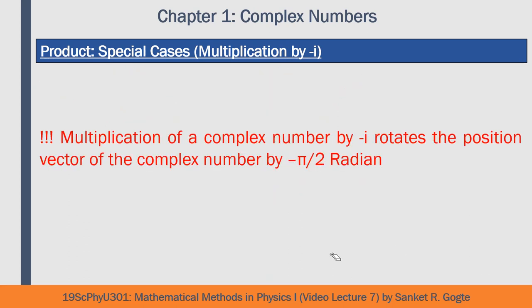So this is what happens when you multiply a complex number by minus i. It rotates the position vector by minus π/2 radians, or I can equally say that it rotates the position vector by π/2 in the clockwise direction.